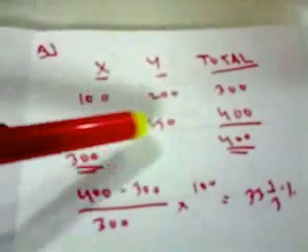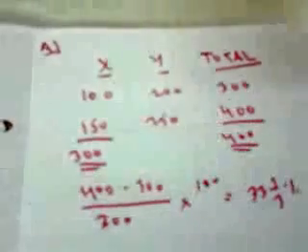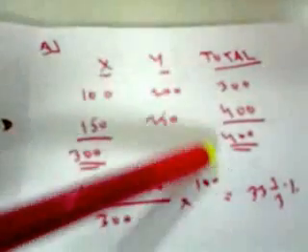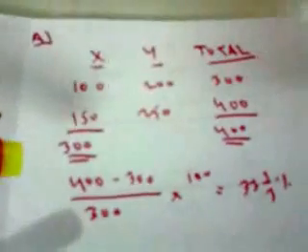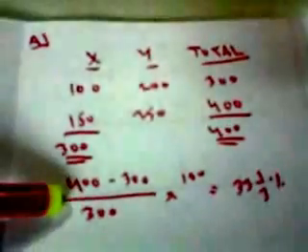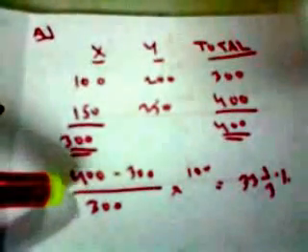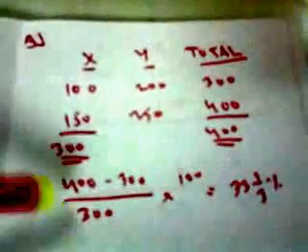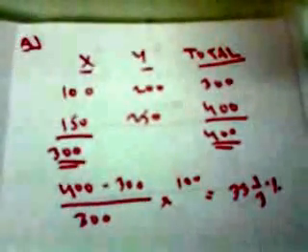Now the combined salary of both is 150 plus 250, that is 400. Initial combined salary was 300. New combined salary is 400. So what is the increase? 400 minus 300. Increase percentage is 400 minus 300 by 300 into 100. That's 33 1/3%.